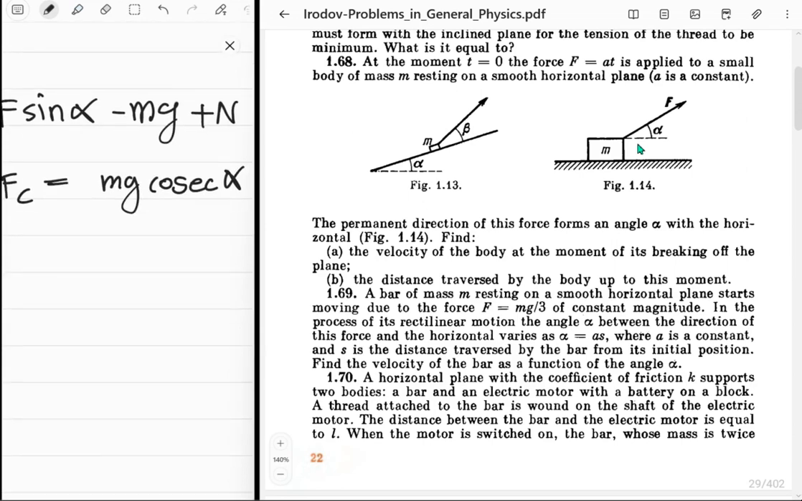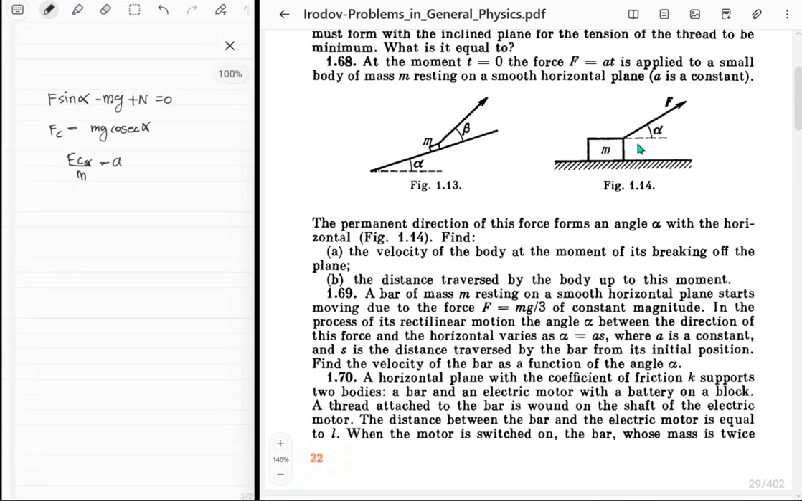What about the horizontal one? So it's F cosine alpha upon the mass. That's the acceleration. That's it. Yeah, so we'll have to do it like that. So it's like its friction changes. Uh-oh. I think I messed up somewhere.